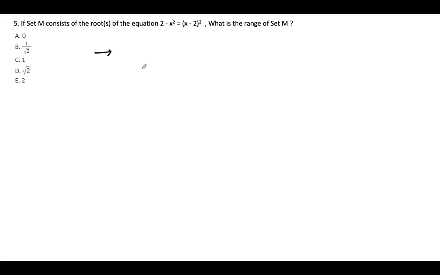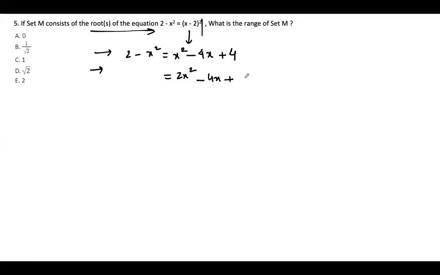If set M consists of the roots of the equation 2 minus x square is equal to x minus 2 the whole square. How will you open this? (a minus b) the whole square: x square plus a square minus 2ab, which is minus 4x plus b square, which is 4. So minus x square plus x square gives you 2x square. This is minus 4x, and plus 2 when it goes to the right gives you 4 minus 2, which is 2.